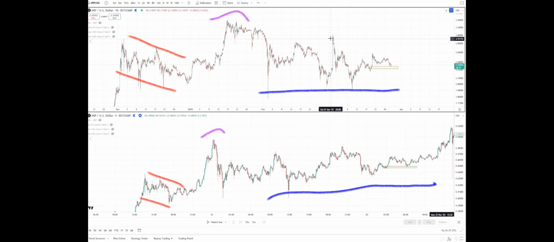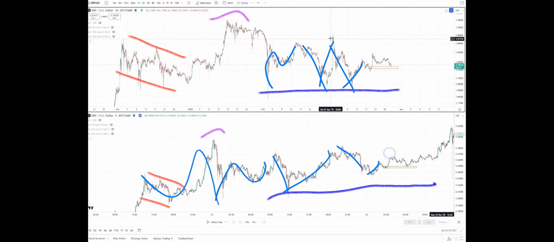But what if it's interpreted a different way? Let me show you. For example, this is the flat right here. Then we have 3 waves up, and then you hit the low, and then you come up, you pull back, and then you come up, and you have a 3-wave move. So basically we're right there. That's the original way to look at it.